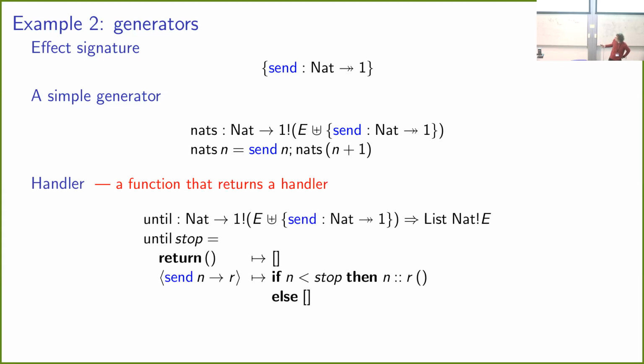But then we can define a handler. We can define lots of other handlers to interpret this in different ways. This handler is going to take one of these generator computations and interpret it by reading until it reaches a value stop, and we'll get a list of these natural numbers out. So in the basic case, we get an empty list, and then we just do a check. If we haven't reached stop, then we output that natural number and then resume. And that's what you expect.